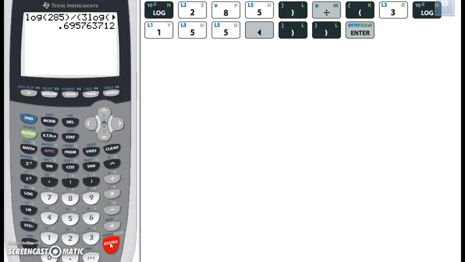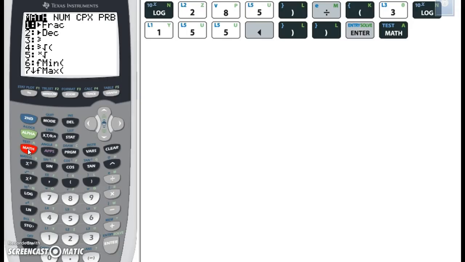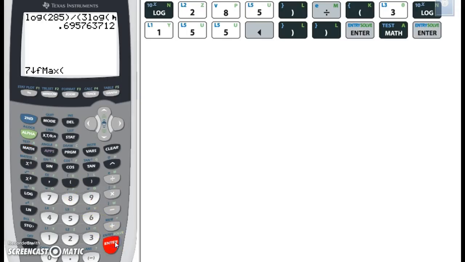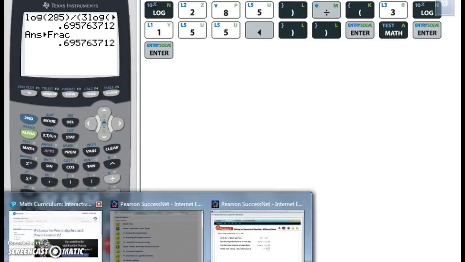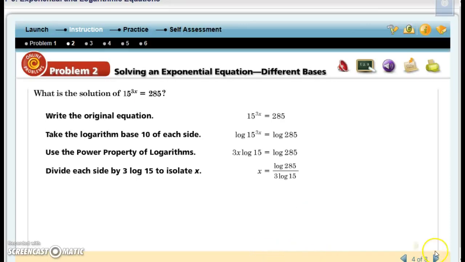All right, and so it'll give us a decimal. If we want a fractional part of it, you could hit the math key and then choose number 1. Oh, it's not going to give me a fraction after all. I thought it would. Okay. All right, so 0.6958.